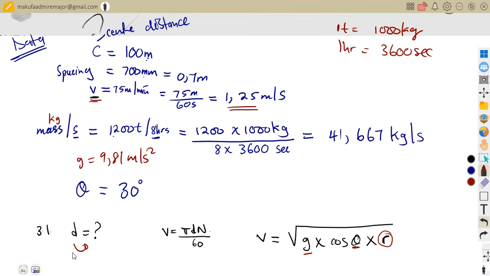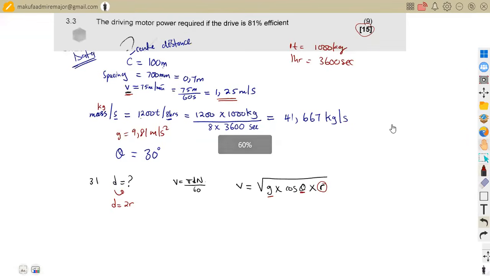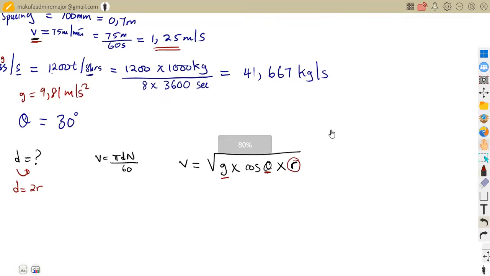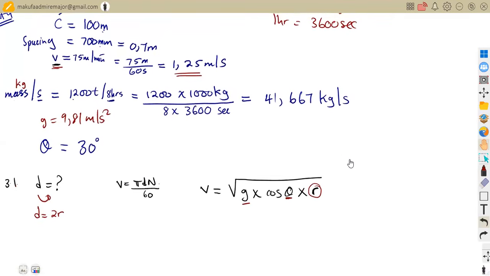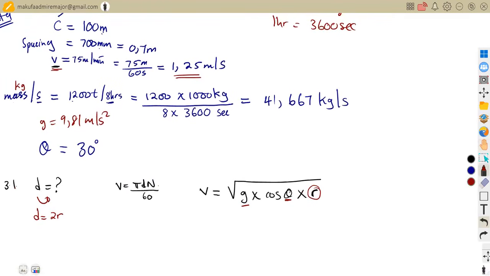After calculating R, diameter is equal to 2 times radius. Remember the concept between the diameter and the radius. So that is what we could have applied in this case. We could have used this information that we are given here. We can make R the subject, or you can just substitute in this case the values that you're given.